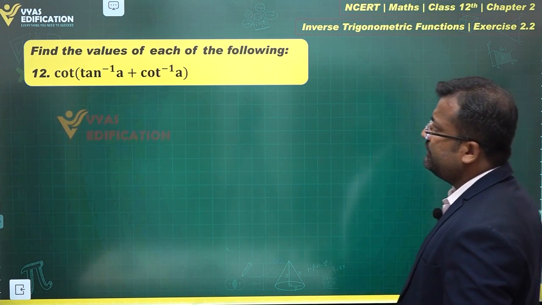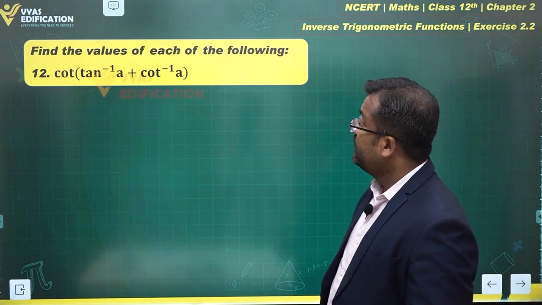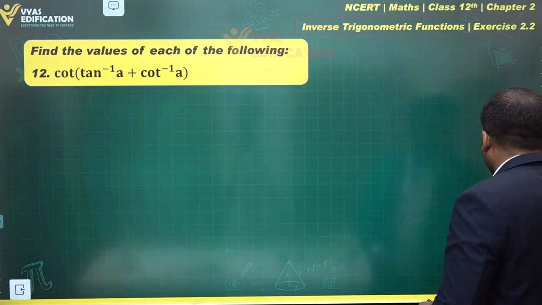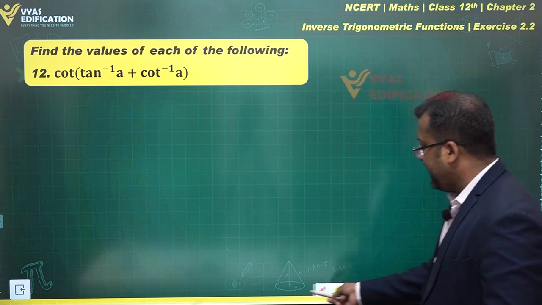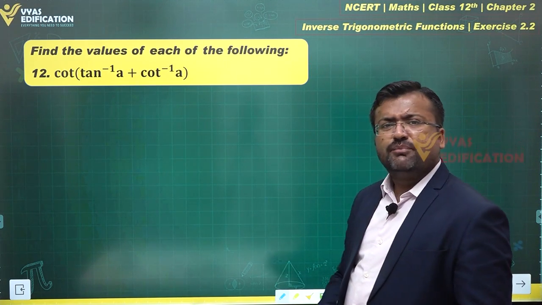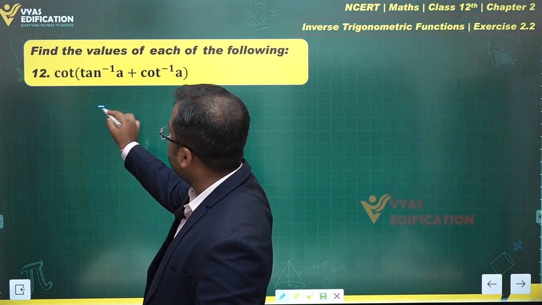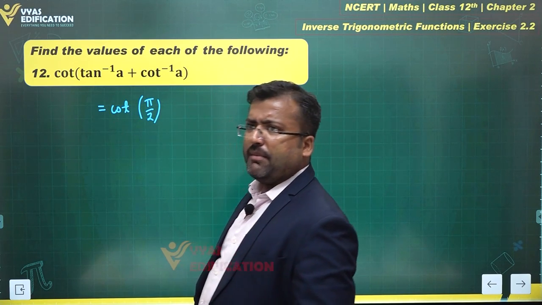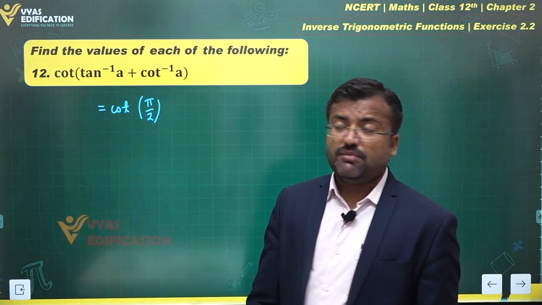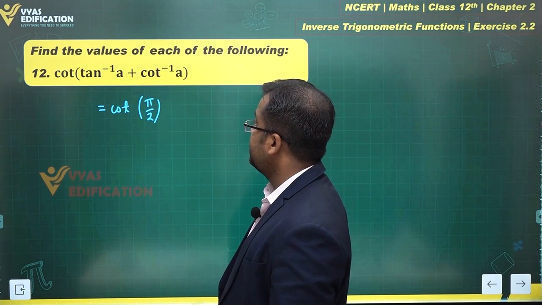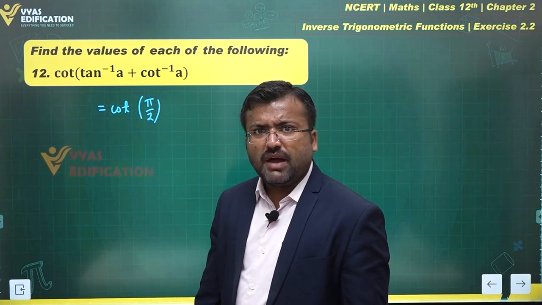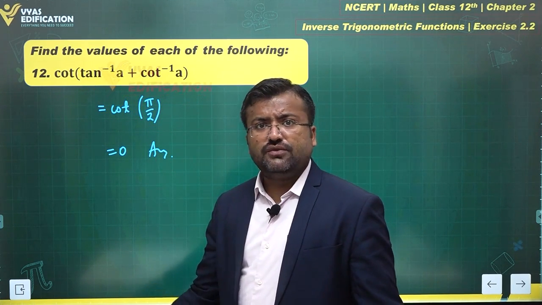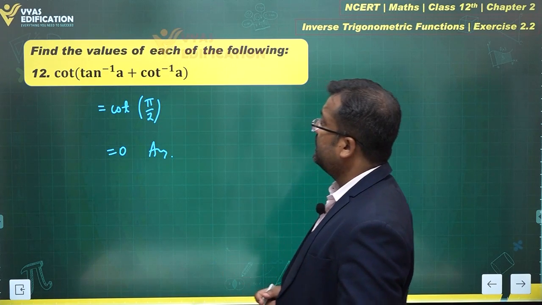Find the value of cot of tan inverse a plus cot inverse a. What is tan inverse a plus cot inverse a? That is something that I know. Tan inverse of x plus cot inverse of x is always pi by 2 by the properties. This is equal to pi by 2. So this becomes cot of pi by 2. Tan inverse a plus cot inverse a is simply pi by 2 using properties. And what is the value of cot pi by 2? This is simply 0. So that's all for this question. This is a simple solution of this question.